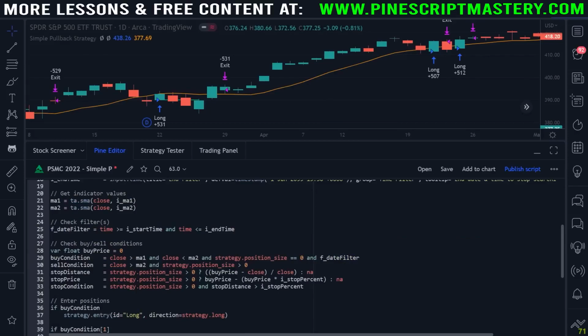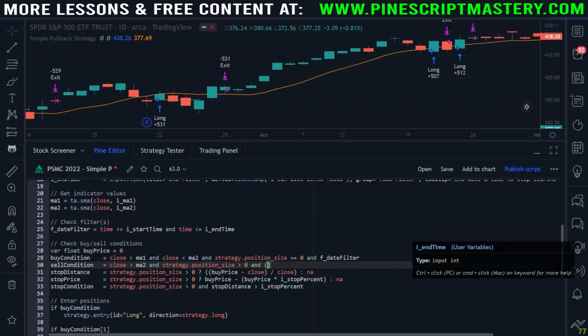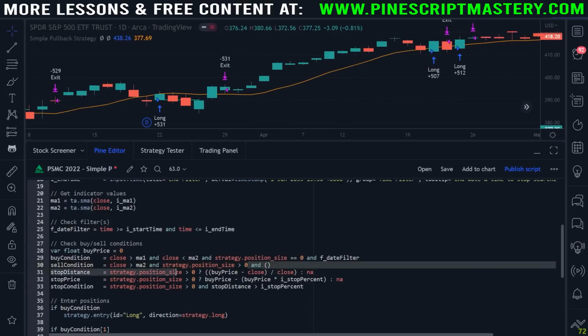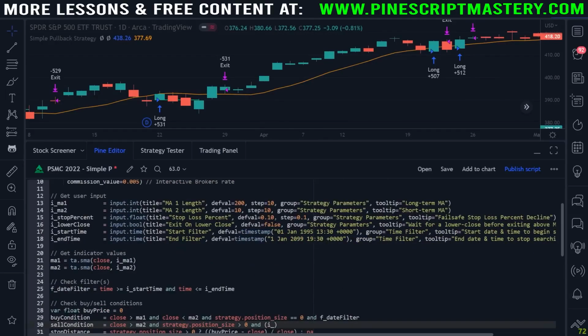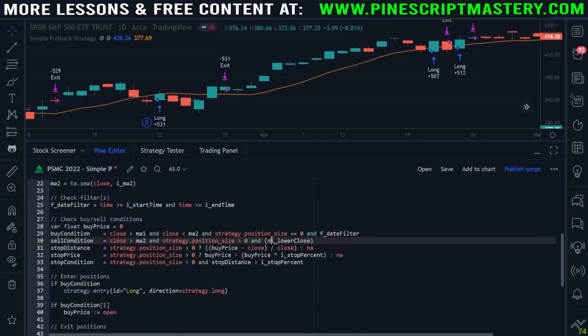If I come down to our sell condition line of code here, I can add on one more little condition. I can check, do we have our standard exit reasons or conditions met? So did we close above our short-term moving average while involved in an open long trade? And is i_lowerClose not turned on? So that would return true.